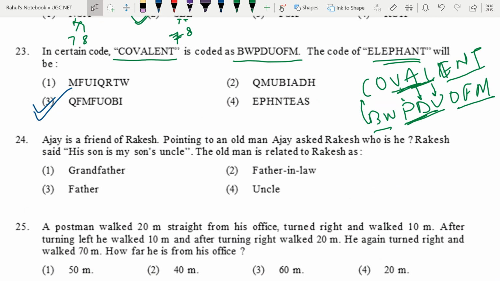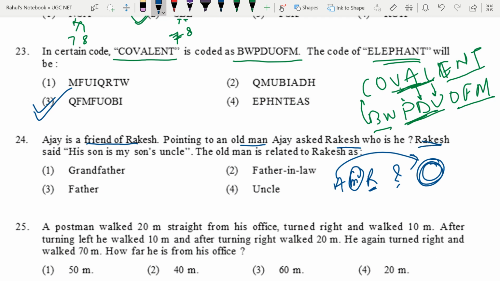Okay. Now question number 24. Ajay is a friend of Rakesh. They both are friends. Pointing to an old man, Ajay asks Rakesh who he is. Rakesh replies, his son is my son's uncle. Suppose his son is Y, so Y's uncle is X. If Y's uncle is X, what does it mean? R and X are brothers. If R and X are brothers, then this old man is nothing but Rakesh's father. So option 3 is the correct answer.